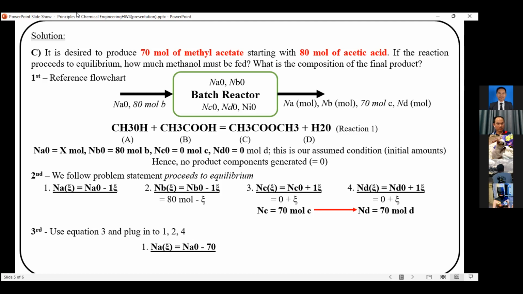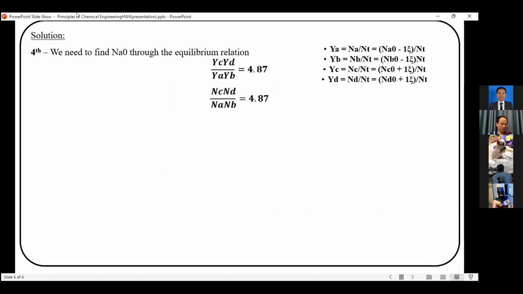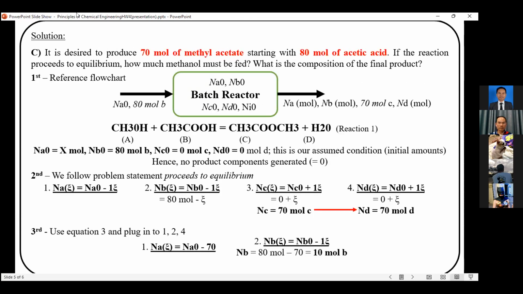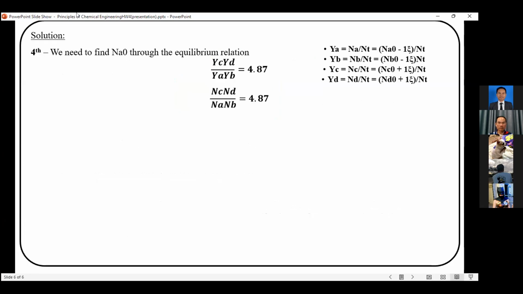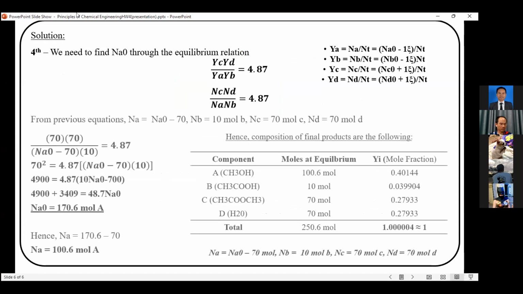So now that we have the value of the extent of reaction, we can use it to plug in to find the values of 1 and 2. For 1, we are still missing Na0, so we will leave it like that. For number 2, we can already find Nb, it is equal to 80 minus 70 or 10 mole of B. Now, in order to find Na0, we can use the equilibrium relation, which is given earlier.